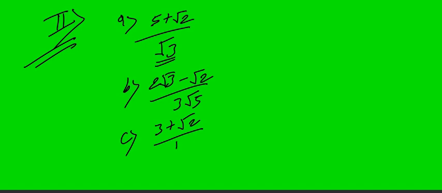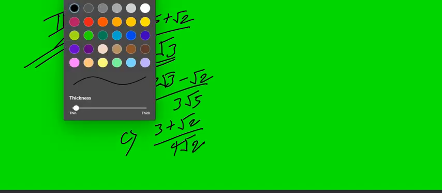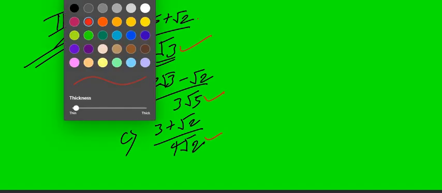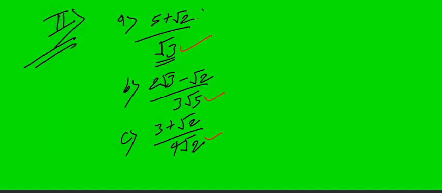Only you have to rationalize the denominator, not the numerator. What you have to do? We have to rationalize the denominator, not the numerator. The numerator will be in root form, no problem. So what we will do? How to solve? At least you have to see one question. 5 plus root 2 upon root 3. So what will we multiply? Only you have to multiply root 3 upon root 3.